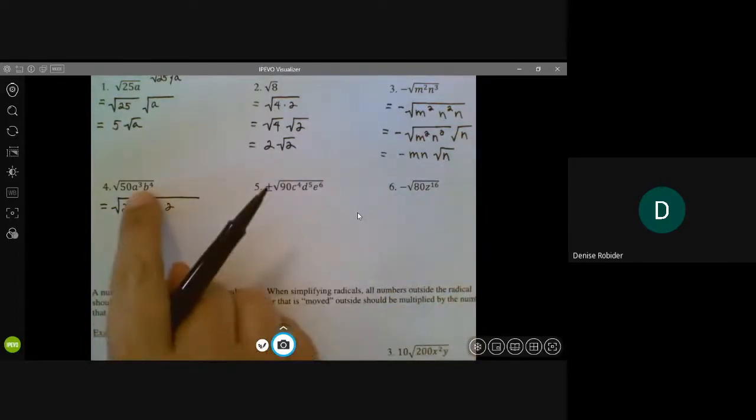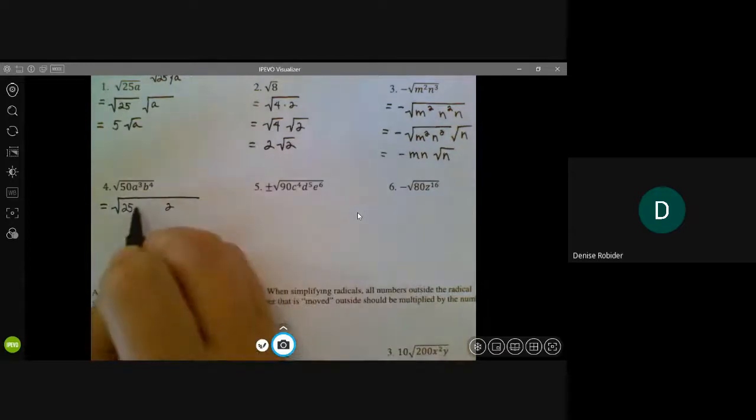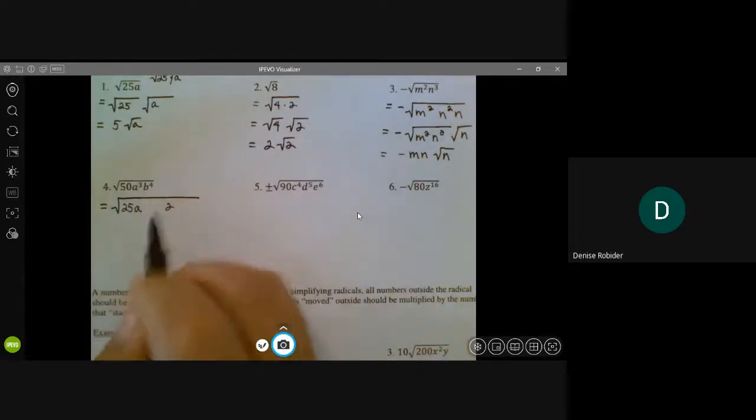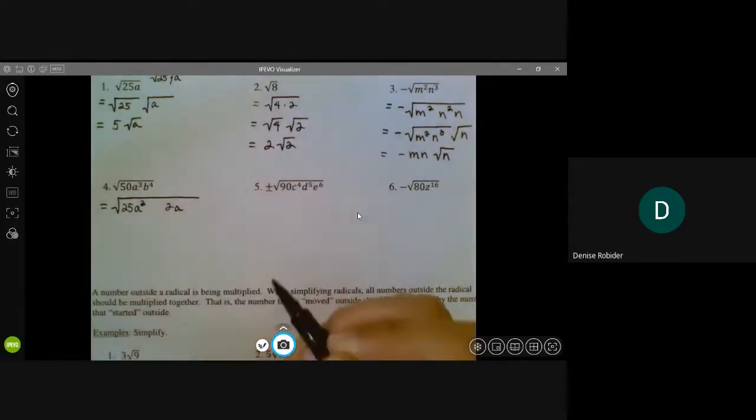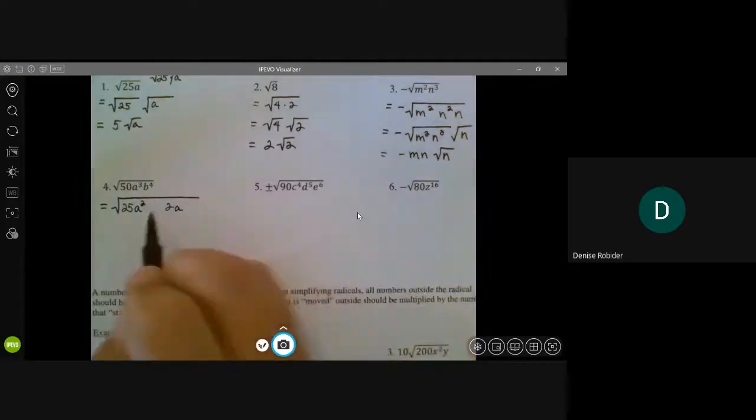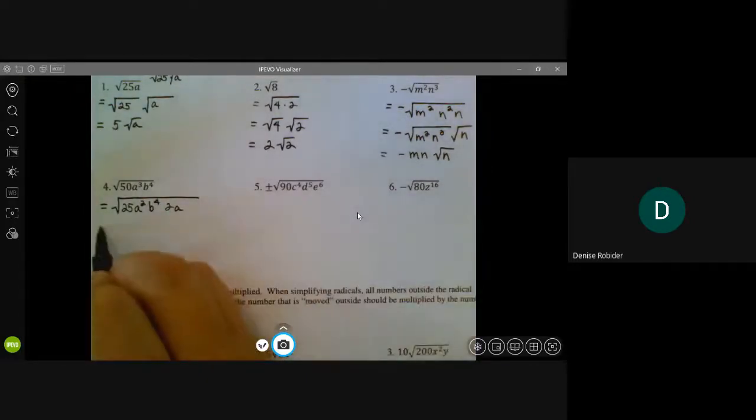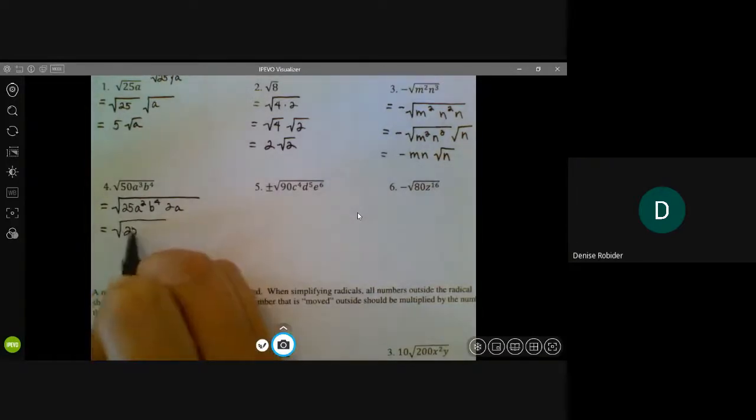Is a cubed a square? No, but a squared multiplies to make a cubed, and it's a square. So a cubed is a squared times a to the first. What about b to the fourth? B to the fourth is a square. Okay, so now I'm going to break up these radicals.